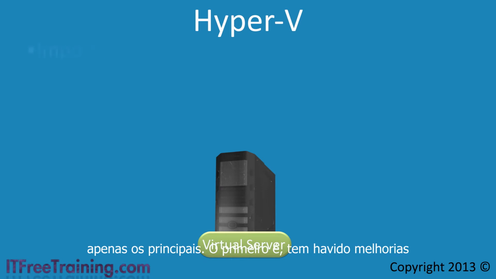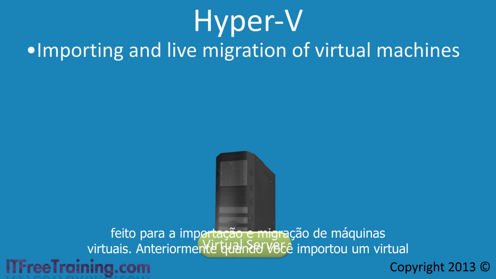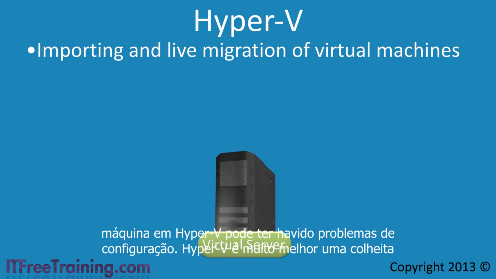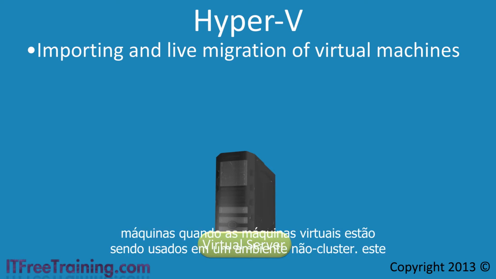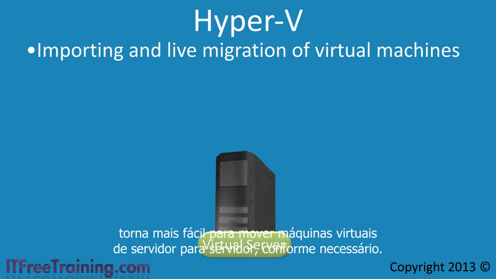The first one is there has been improvements made to the importing and migration of virtual machines. Previously, when you imported a virtual machine into Hyper-V, there may have been configuration problems. Hyper-V is a lot better at picking up this configuration and fixing problems. Hyper-V also supports live migration of virtual machines when the virtual machines are being used in a non-clustered environment. This makes it easier to move virtual machines from server to server as required.